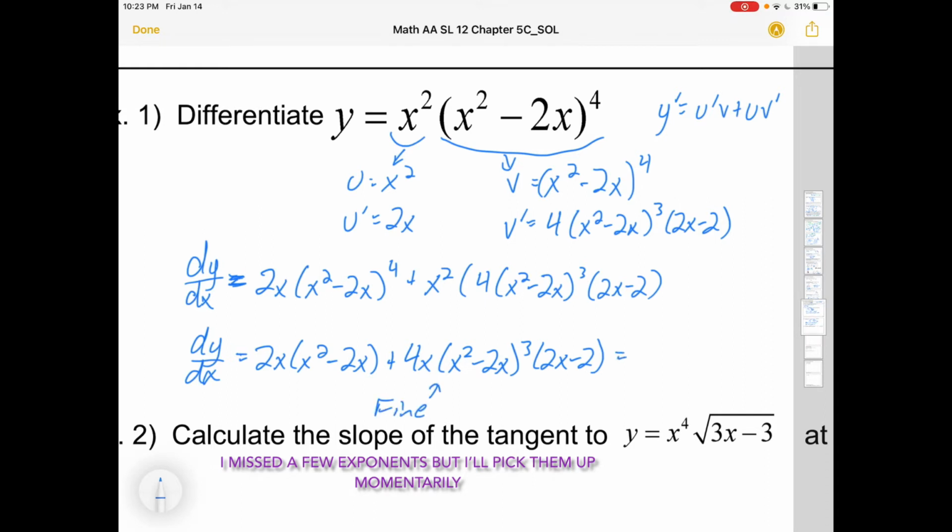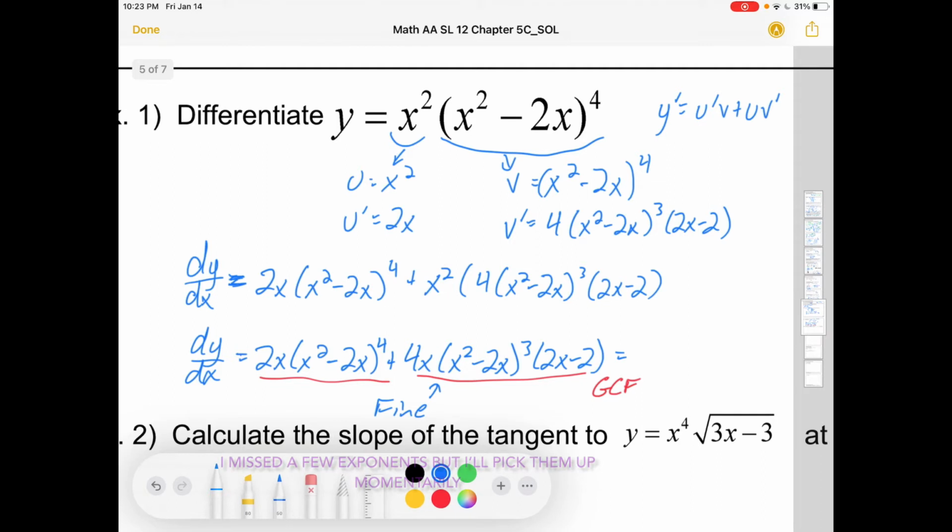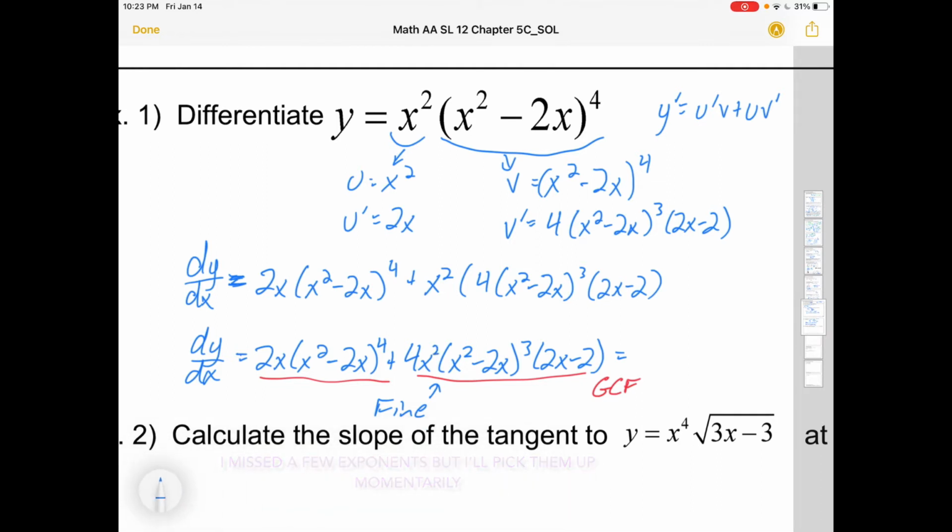If you really did want to clean it up, one of the easiest ways is to take out a greatest common factor. This happens to have one. There are only 2 terms, this one and this one. There's a 2 that's in common. And sorry, I missed the squared on this. That's not fine yet. There we go. Now it's fine.